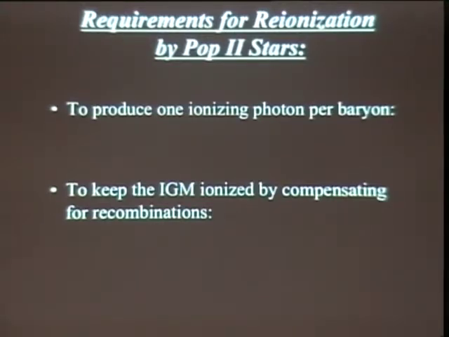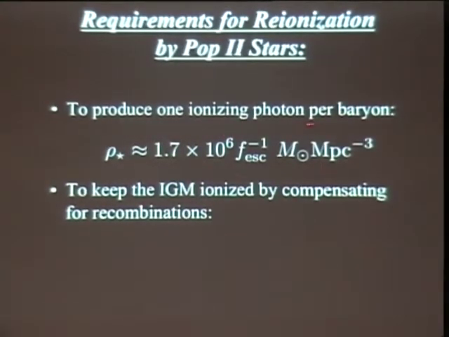Once you ionize a hydrogen into a free electron and a proton, the free electron and the proton may combine later on. And so to get the first condition satisfied, you need a certain number of stars per unit volume in the universe, or a certain mass in stars per unit volume of the universe. And what you find is that you need a million solar masses per co-moving megaparsec cubed in the universe, assuming that all the ionizing photons from these stars are able to escape from their host galaxies and end up ionizing the medium in between the galaxies.